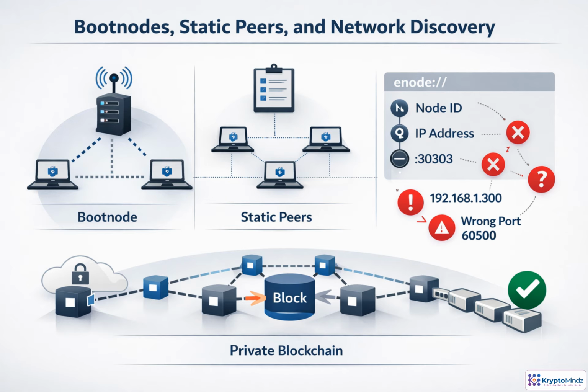Before Besu nodes can sync or produce blocks, they need a way to find each other. A boot node acts as the first known contact, helping new nodes discover the rest of the network. Static peers are simpler when membership is fixed. Each node is given the exact peers to connect to. In either approach, the node URL must be correct: public key, host, and P2P port. Most connection failures come from bad addresses, host names, or blocked ports.